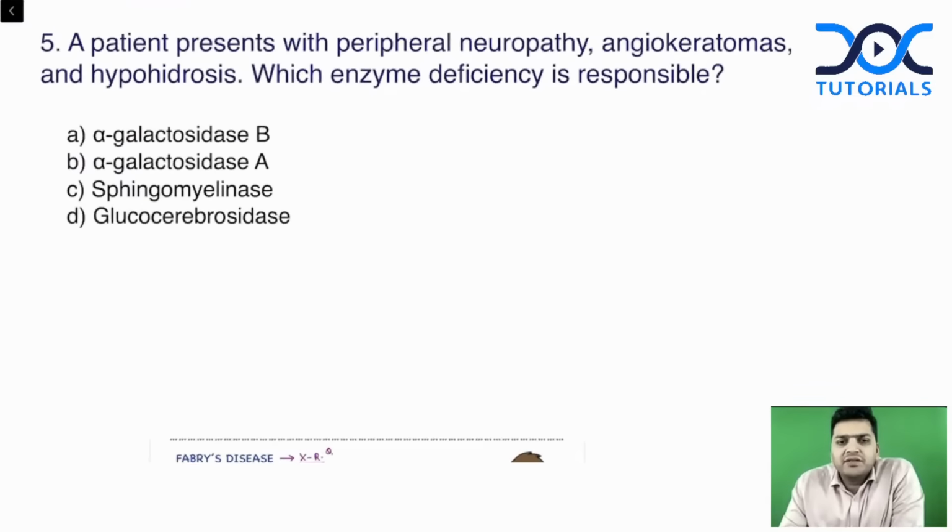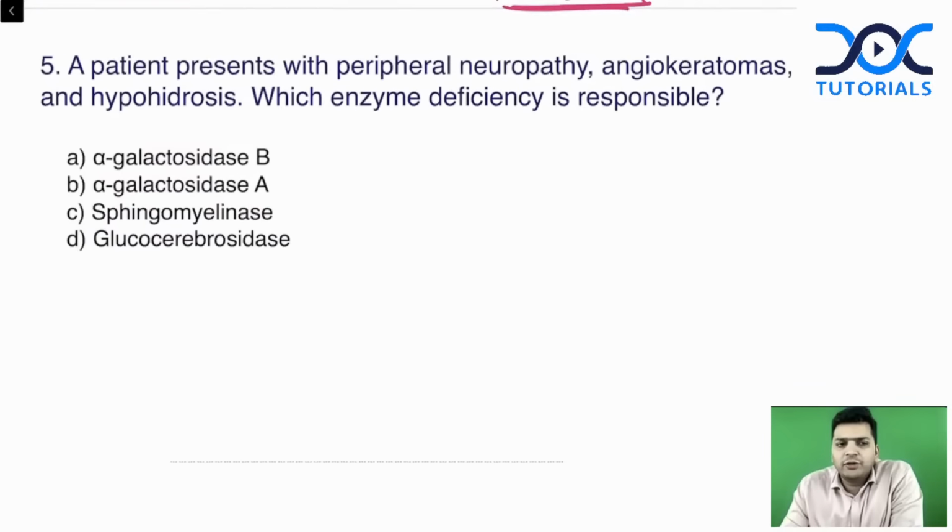A patient presents with peripheral neuropathy, angiokeratomas, and hypohidrosis. Which enzyme deficiency is there? The most important characteristic word that you should have picked in this MCQ, the main hallmark feature, is the angiokeratomas. It's very good. The angiokeratomas, this is the main keyword. If angiokeratoma and peripheral neuropathy are written, they are talking about the Fabry disease.